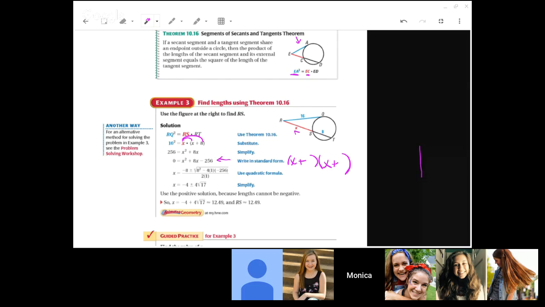So quadratic formula, I had you guys write it down yesterday, was negative b plus or minus the square root of b squared minus 4ac all over 2a. And that equals x. Okay? Everybody have that on their paper?